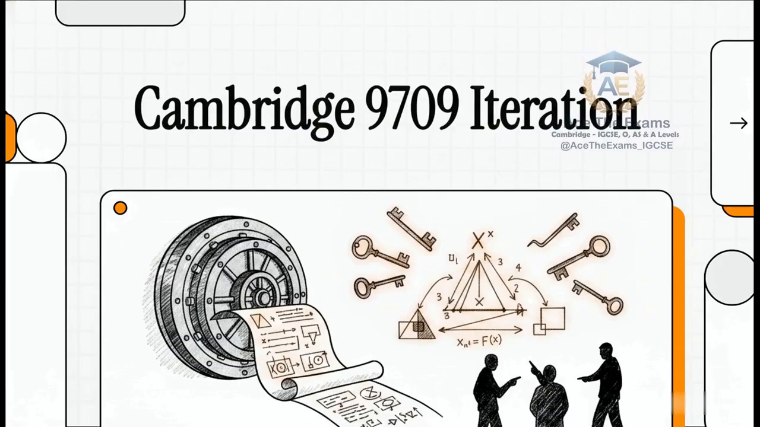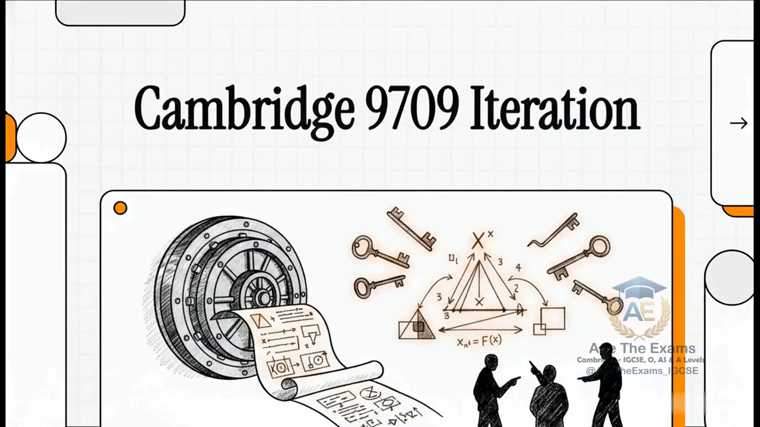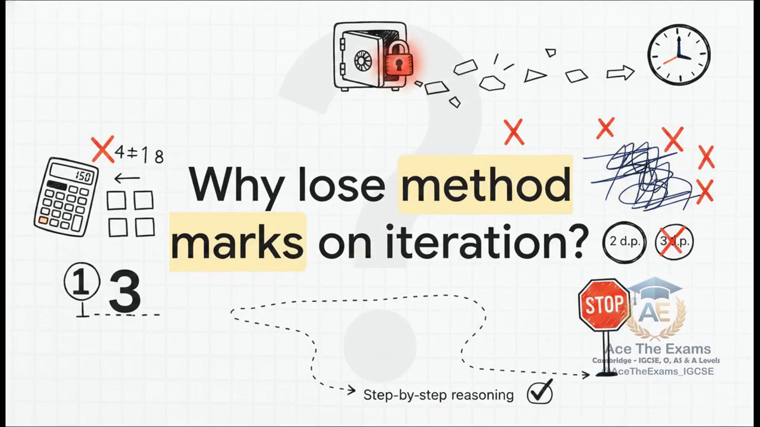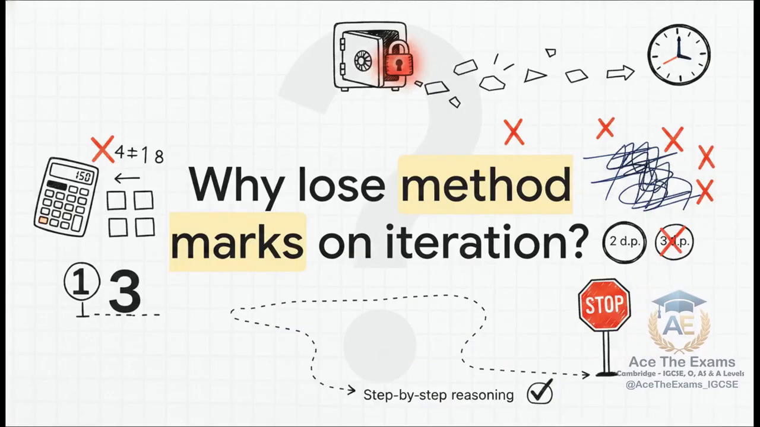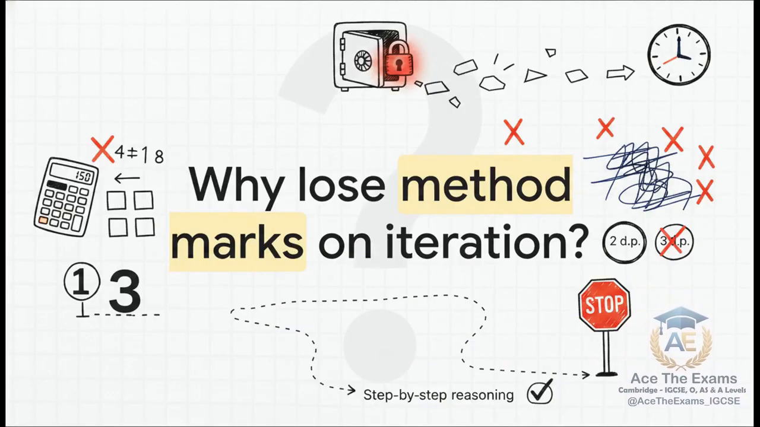Let's dig into this masterclass and see exactly how we can secure every single one of those method marks. Okay, let's dive right into the core problem. Why do incredibly smart students consistently bleed marks on these multi-stage x_{n+1} equals f of x_n questions?